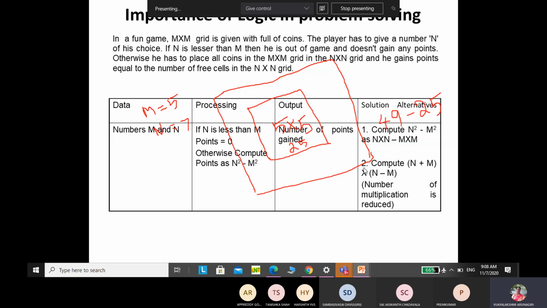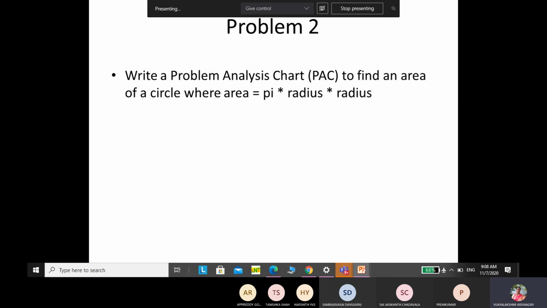And there is an alternative solution also. Instead of n squared minus m squared, we can substitute n cross n minus m cross m. Or we can use n plus m into n minus m. These are all alternative formulas for n squared minus m squared. Okay? Correct or not? Correct. Okay, we'll go to the next one. You write the program for this problem. I think it's very easy.